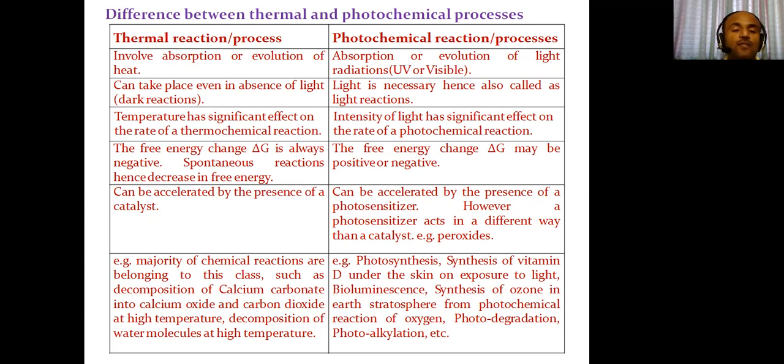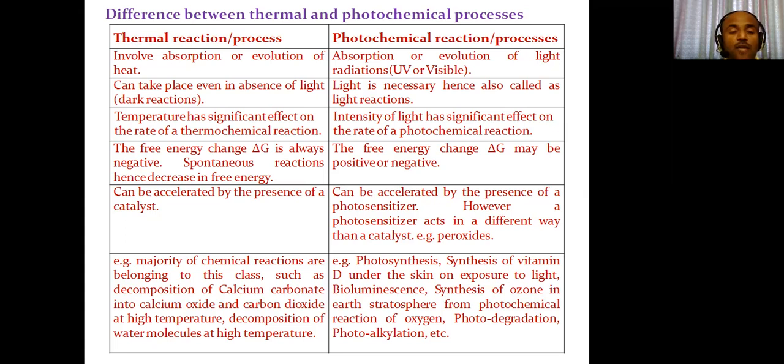The free energy change, that is delta G, is always negative for thermal reactions because the majority of thermal reactions are spontaneous, hence decrease in free energy is observed. The free energy change delta G may be positive or negative for photochemical reactions.